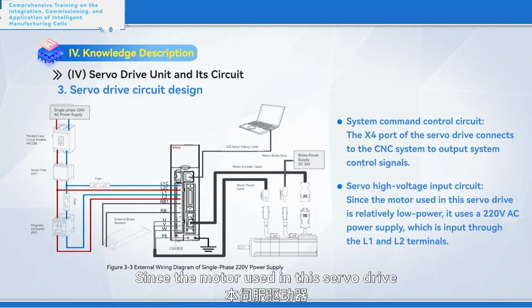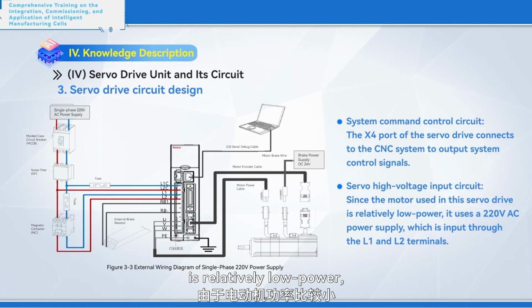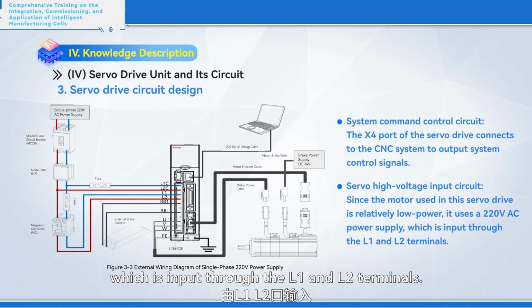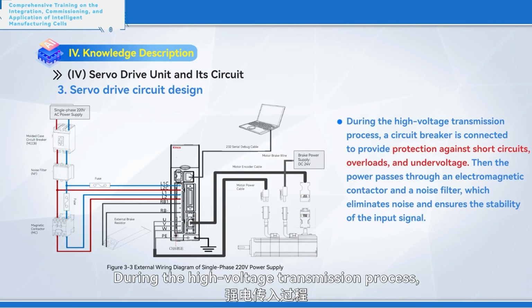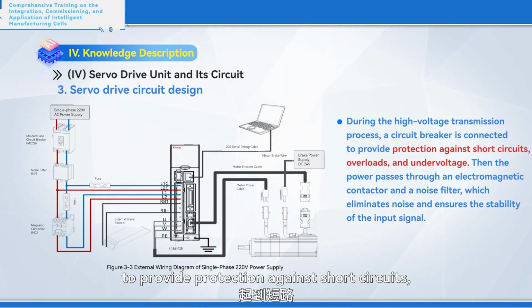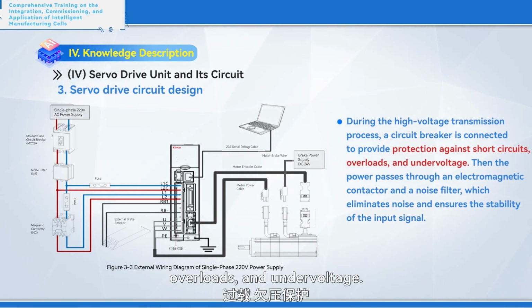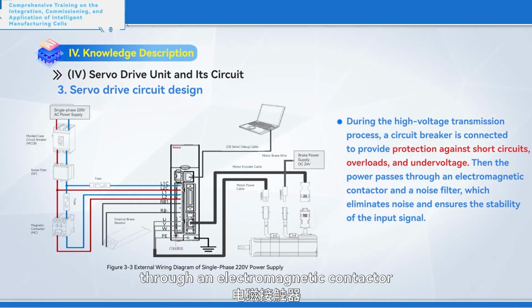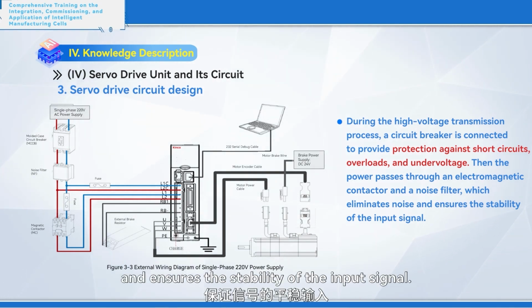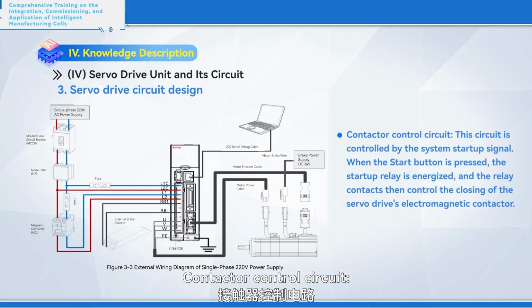Servo high voltage input circuit. Since the motor used in this servo drive is relatively low power, it uses a 220 volt AC power supply, which is input through the L1 and L2 terminals. During the high voltage transmission process, a circuit breaker is connected to provide protection against short circuits, overloads, and undervoltage. Then the power passes through an electromagnetic contactor and a noise filter, which eliminates noise and ensures the stability of the input signal.